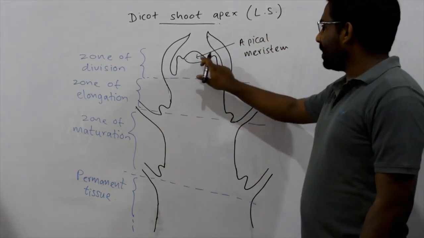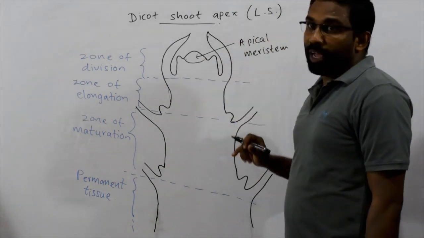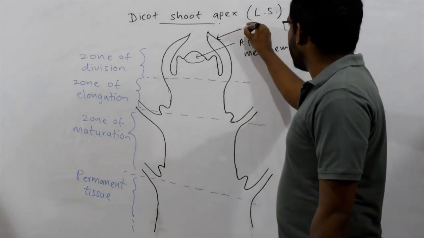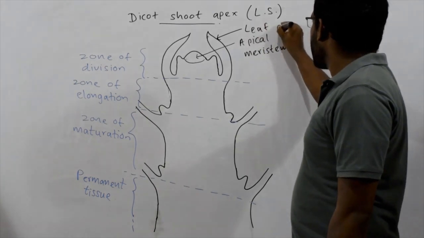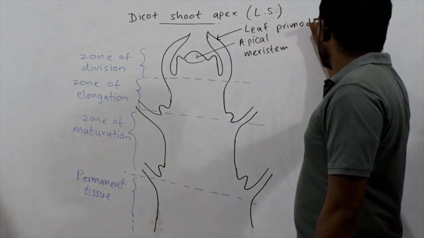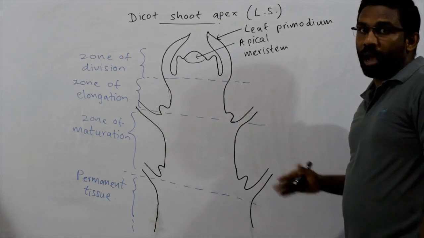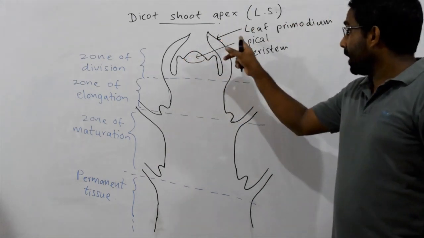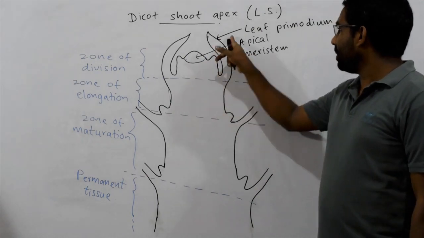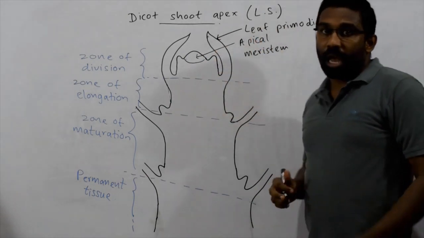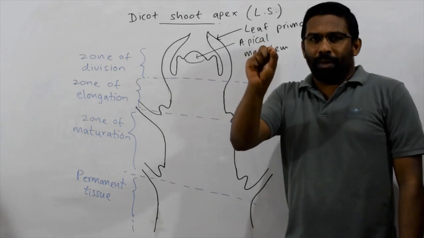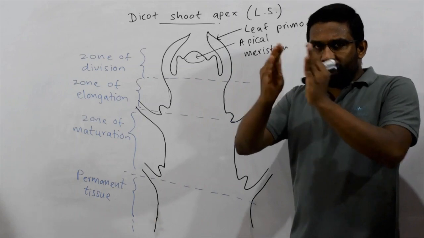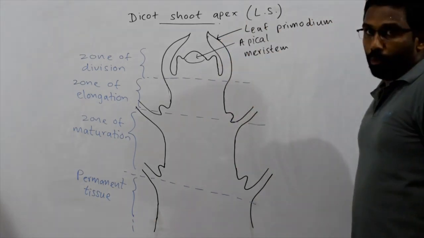Here in the shoot apex, this apical meristem is covered by leaf primordia and young leaves. So what are the leaf primordia here? This is a leaf primordium, plural leaf primordia. Leaf primordia are very young stages of the leaf. So think about the shoot apex of a very young plant. Then you can observe the shoot apex is covered by these very young leaves. Those are known as leaf primordia.